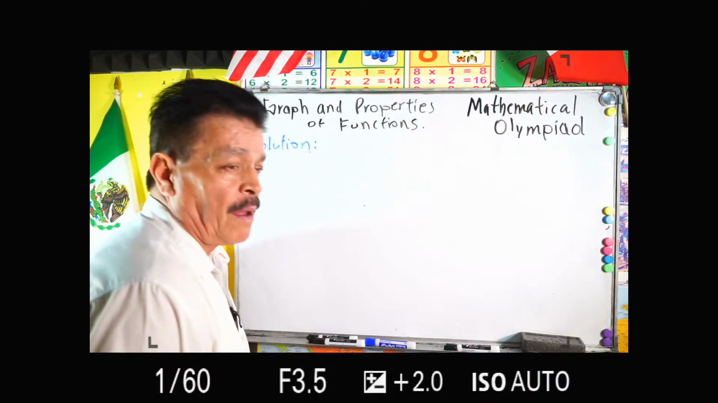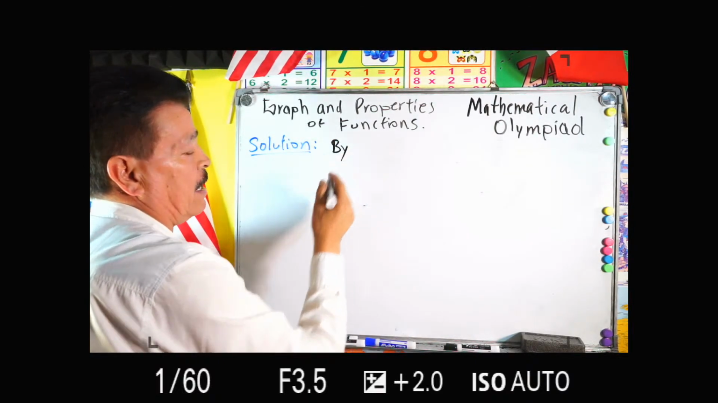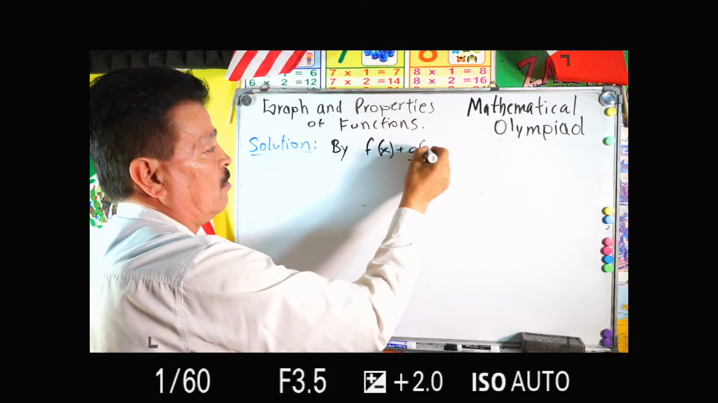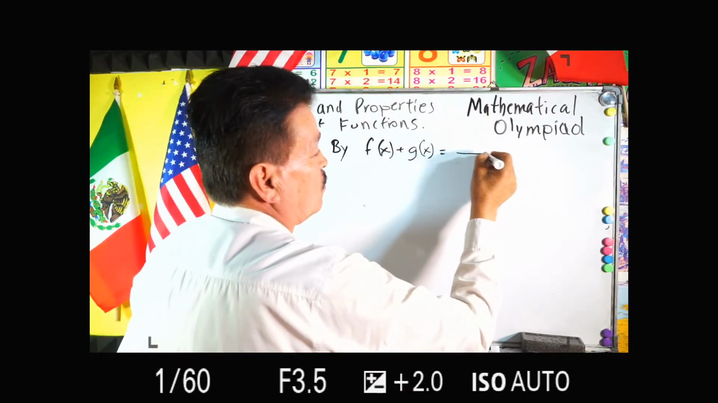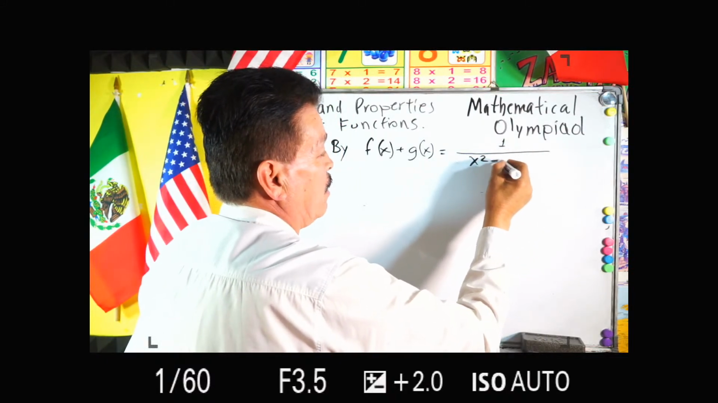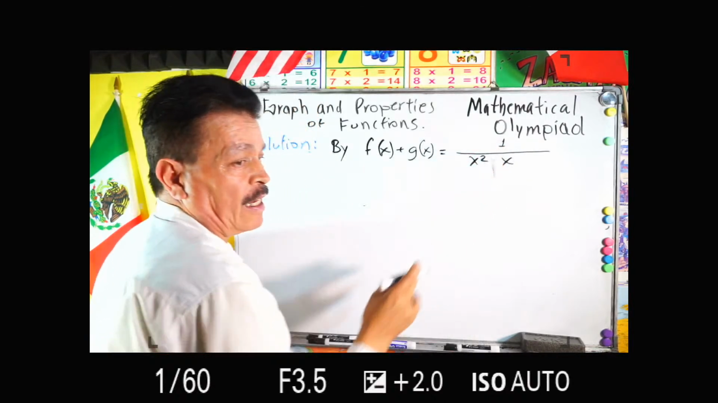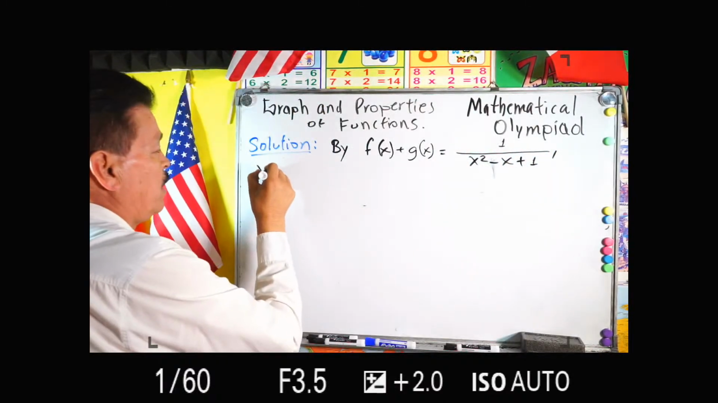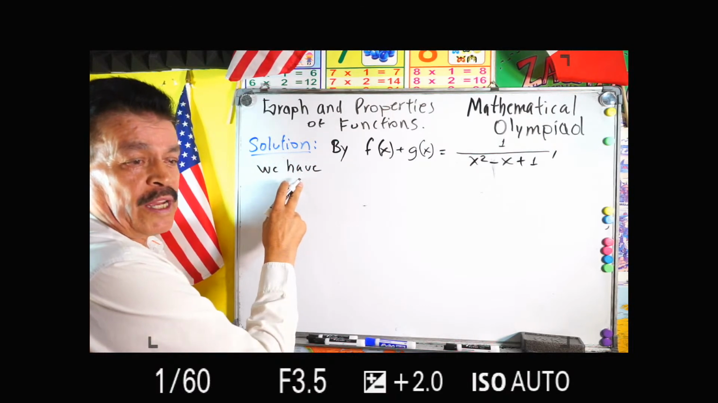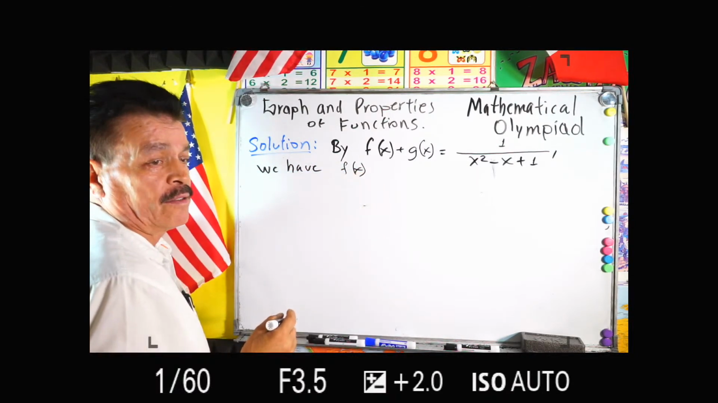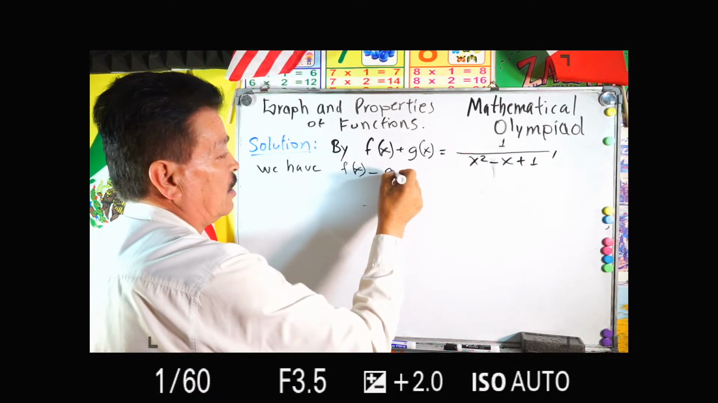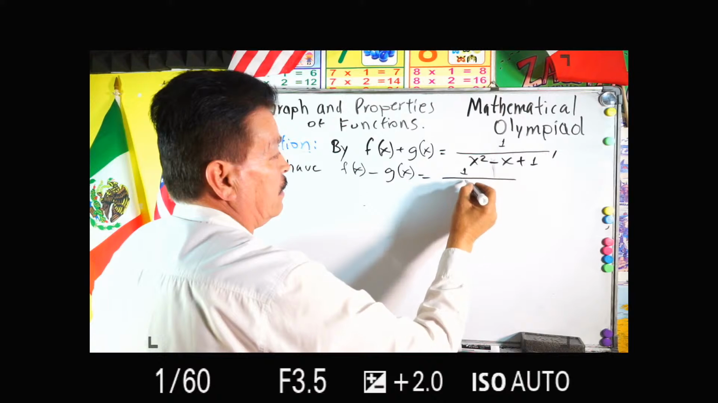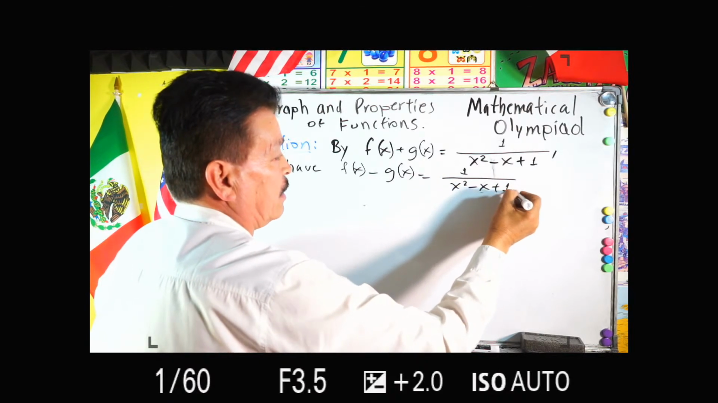Okay, first of all, remember the problem: f of x plus g of x equals 1 divided by x squared minus x plus 1. Since f is even and g is odd, replacing x with negative x, we have f of x minus g of x equals 1 divided by x squared plus x plus 1. Look at the process, right?